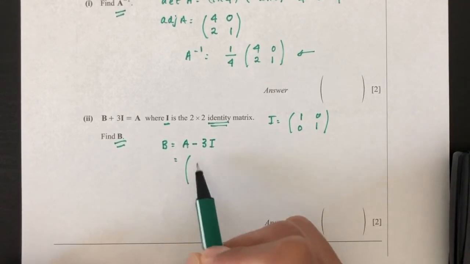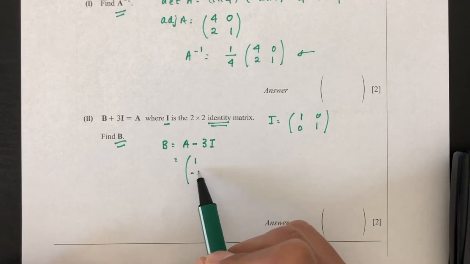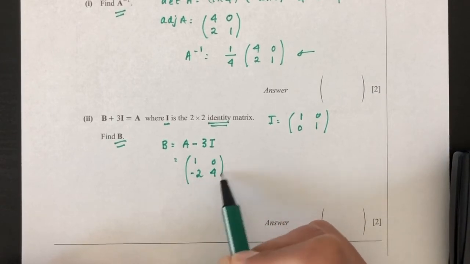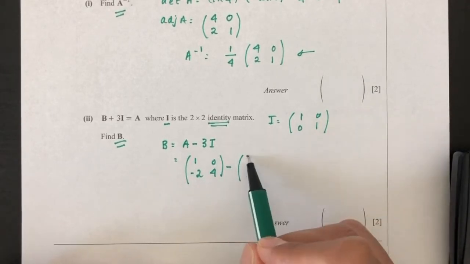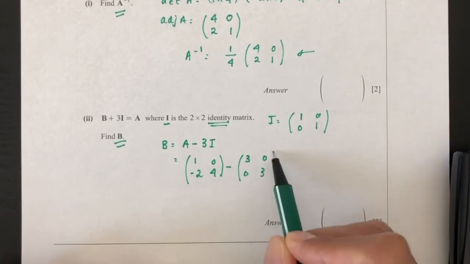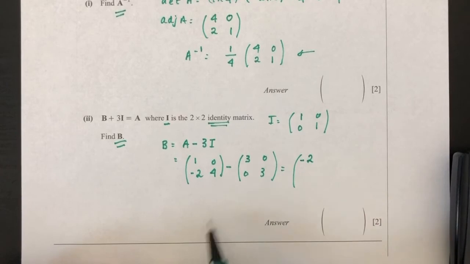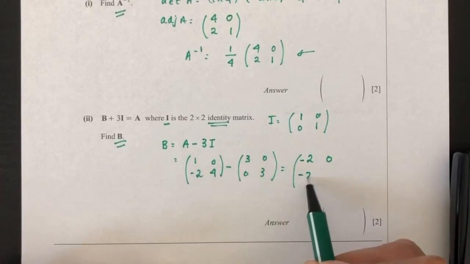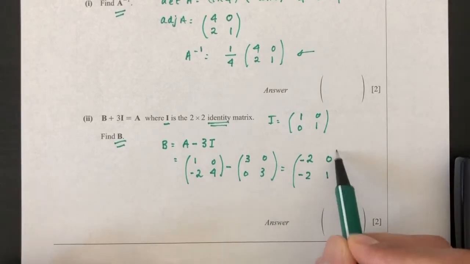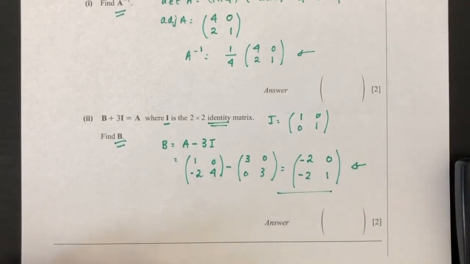A is given by 1, minus 2, 0, 4. 3I will be 3 times this: 3, 0, 0, 3. So if you simplify, 1 minus 3 will be minus 2, 0 minus 0 is 0, minus 2 minus 0 is minus 2, 4 minus 3 will be 1. So this is your answer for part 2, and that is question number 7.